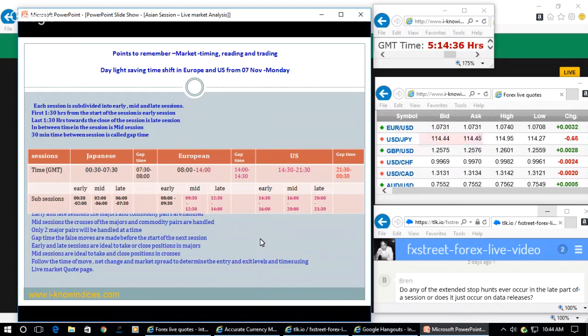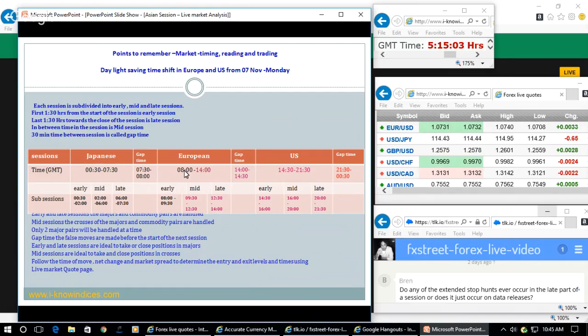So these are all the market timings. Each day the session is divided. There are 3 sessions: Japanese, European, and the US session. And in between the sessions, you come across the gap time. There are naturally occurring gaps of 30 minutes between Japanese and European, 30 minutes between European and US, and nearly 4 hours between US and the next day's Japanese session.